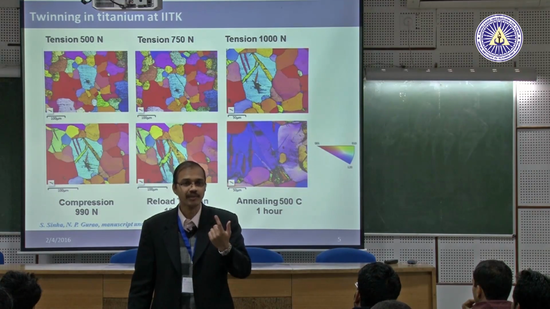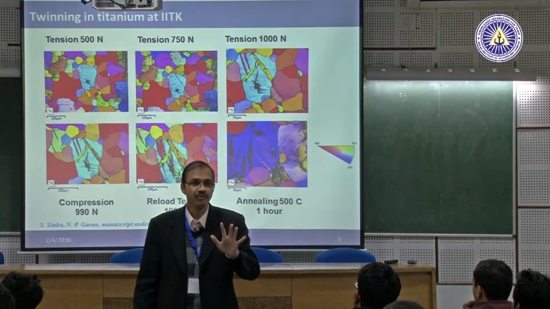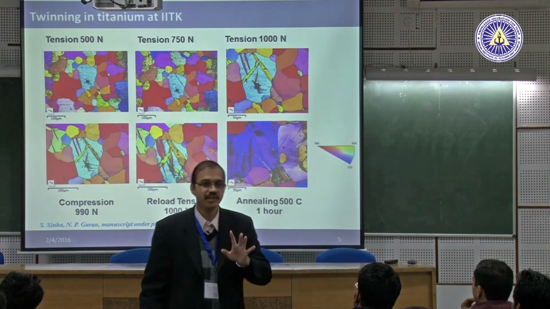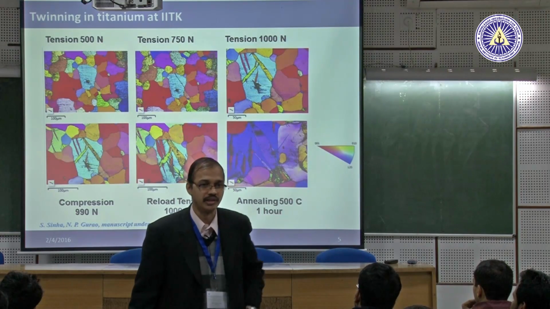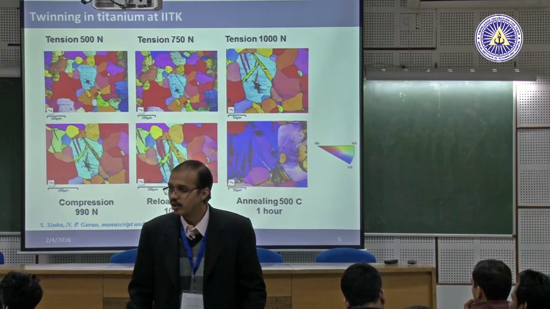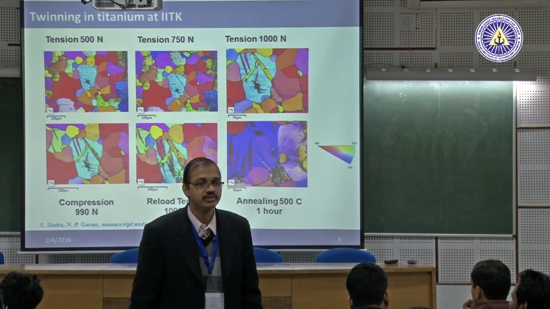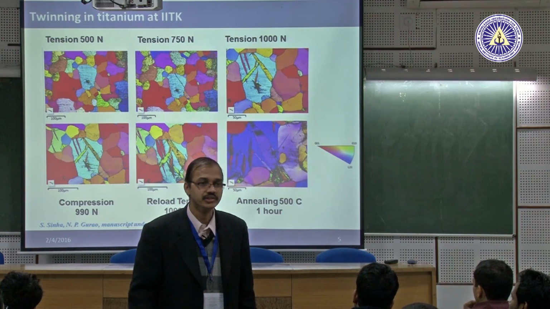I hope you get to know that by the end of this course. What I'm trying to tell you, you should tell me that in a polycrystalline material you see a grain boundary, right? There are different grains. Why are there different grains?